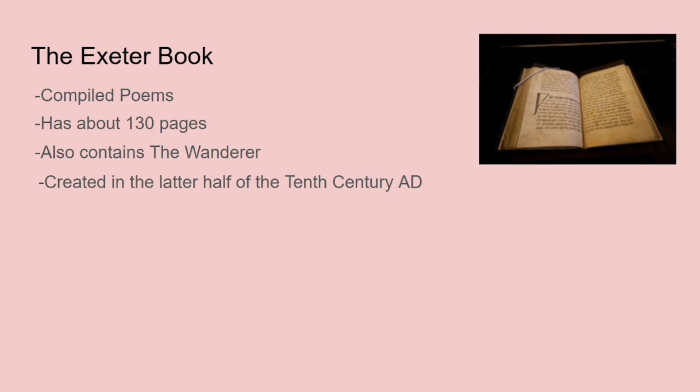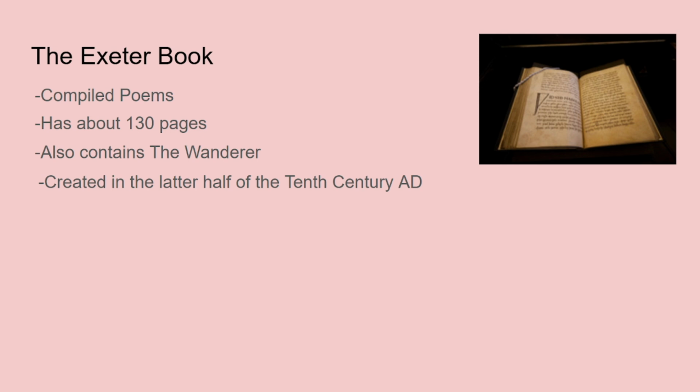So, as I said, this poem was compiled in the latter half of the 10th century into a book called the Exeter Book, which is an astounding collection of Old English literature. It is, to my knowledge, the biggest collection of Old English literature in one place. It has about 130 pages, and I think the statistic I saw was that it holds about 1/6 of all literature written down by Anglo-Saxons in Old English. So the Exeter Book is a truly phenomenal book, and we are very lucky that we still have it.